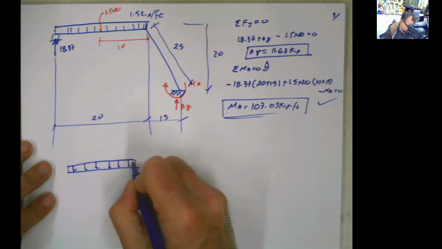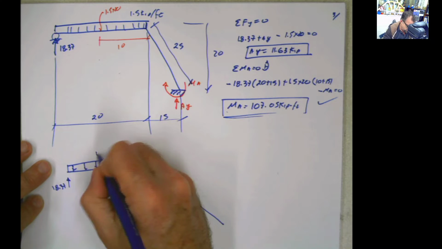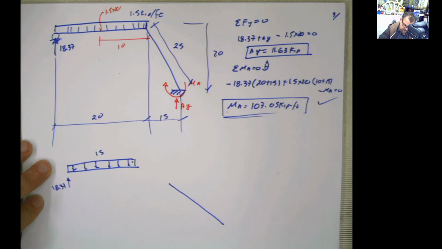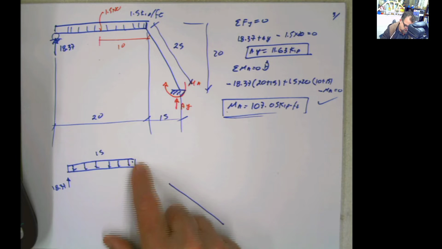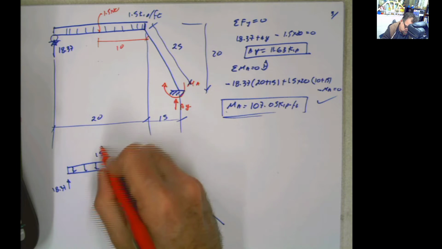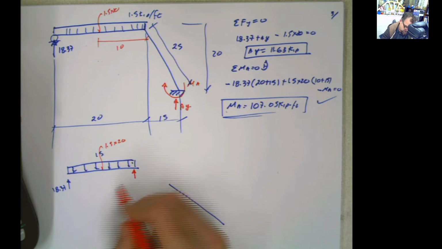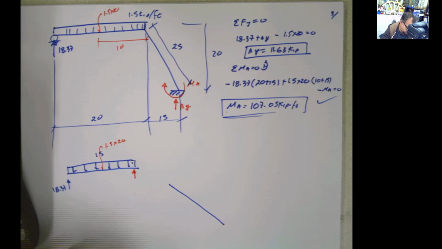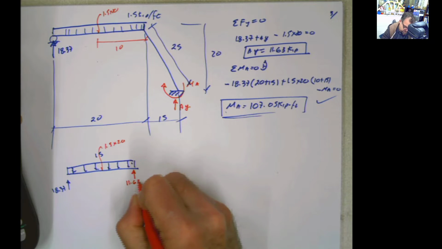I'm just going to do this here. 18.37 right there, 1.5. This distance is 20. That means that I can calculate how much is the force here. The force at this end is going to be 18.37 minus 1.5 times 20. Remember this is 1.5 times 20, which is 30. So 30 minus 18.37, I need exactly 11.63 in this direction.